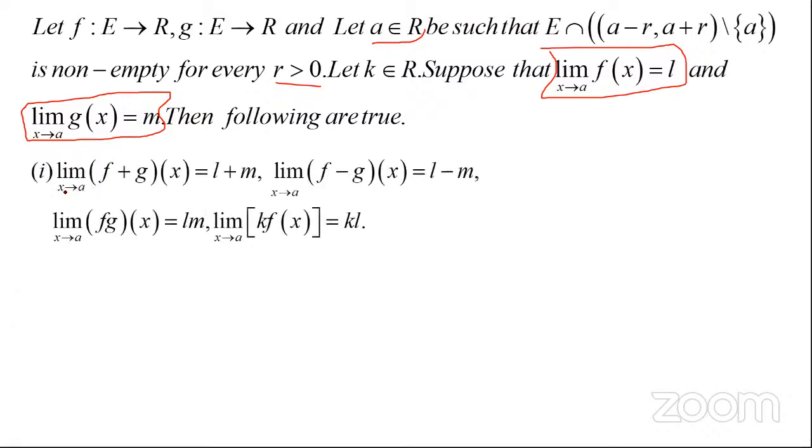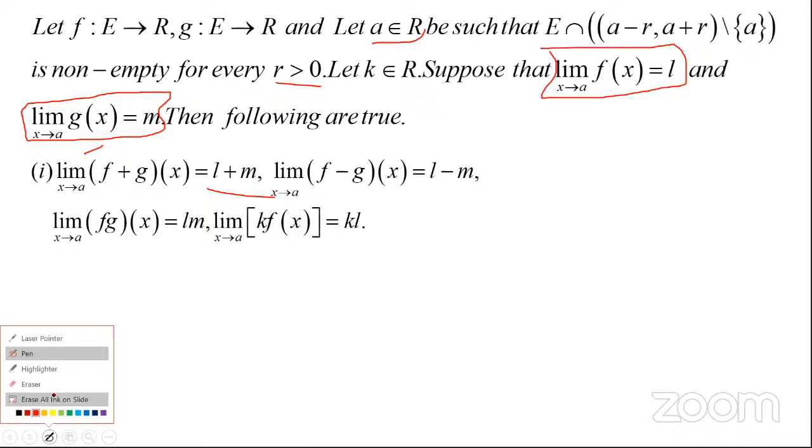First, the limit as x tends to a of f of x plus g of x. I can write this as f plus g of x. This is the addition of limit functions. So the limit as x tends to a of f plus g of x equals L plus M, because the f of x value is L and the g of x value is M. So you just have to add. And this is subtraction: f minus g, the limit as x tends to a of f minus g of x equals L minus M.